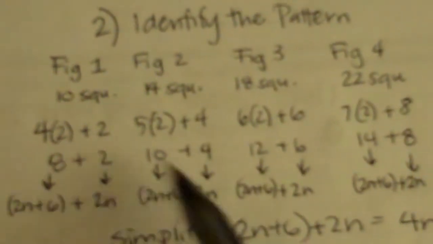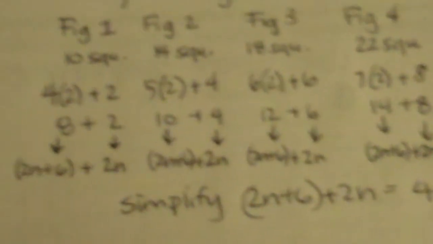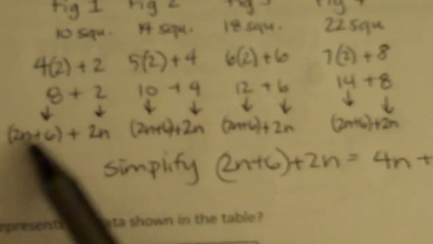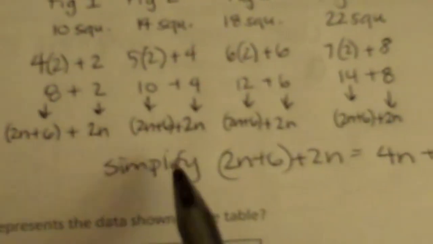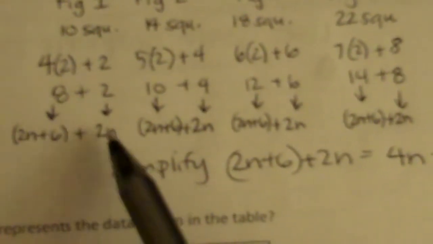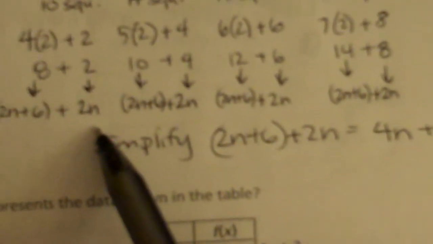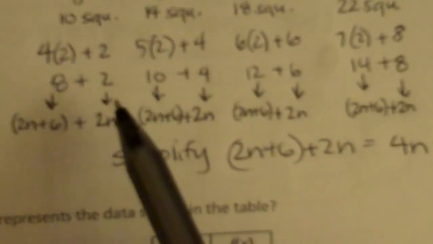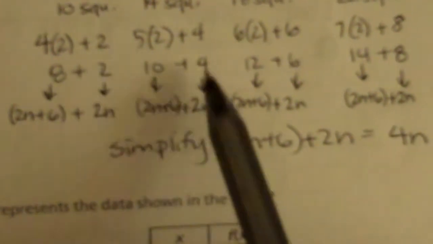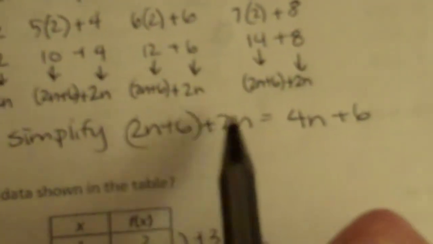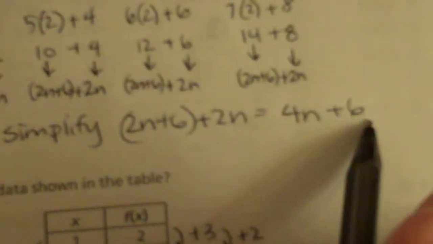Now from this, I tried to then identify a pattern. And this is where it gets tricky. Some people can see it and some people can't. But this right here says 2n plus 6. That's what's going to work each time to get that first number. 2n, remember, n is representing the figure number. So first figure, second figure, 10th figure. But this 2n is representing those extra squares that are on the left and right side. So then I just simplified it by combining like terms, and you end up with that 4n plus 6.